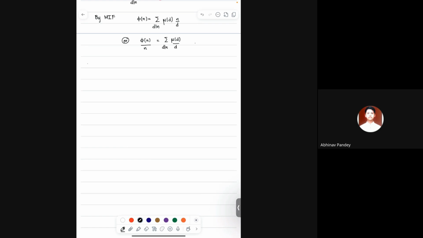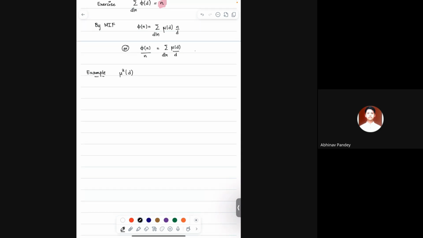Let me give you an example, you can think of it as an exercise. So mu squared d just means mu d times mu d, right? So you can think of it as mu d squared. I just like to write it this way. So mu squared d is an indicator function for square free numbers.